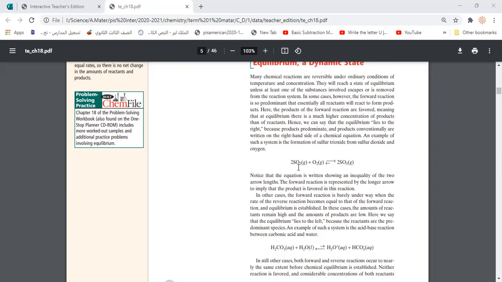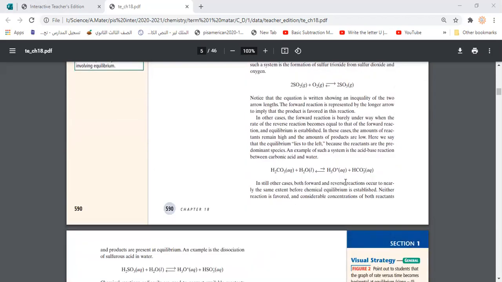Which means in this situation, we're going to find that the concentration of these substances is not equal all the time, because this equilibrium lies to the right. That means this equilibrium goes in this direction more than the other one. So here we could say the reaction is working in that direction. We could also have the opposite, as we can see here.